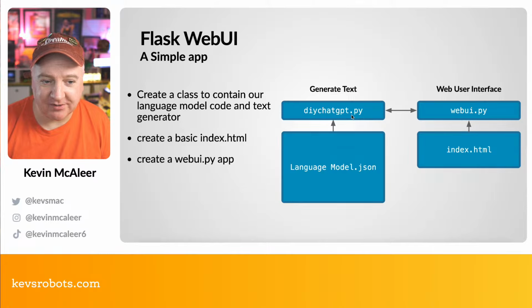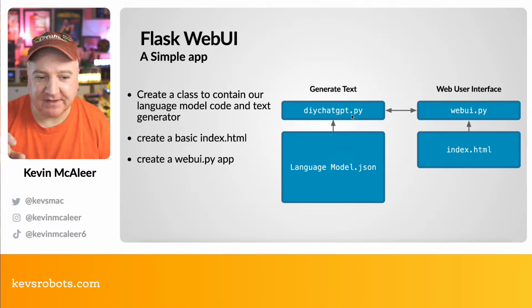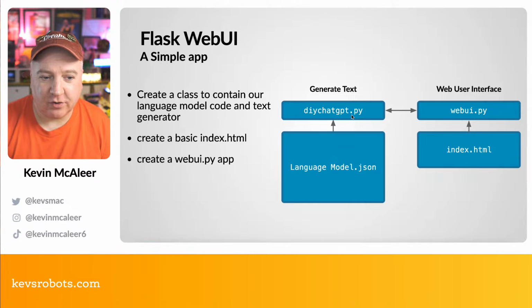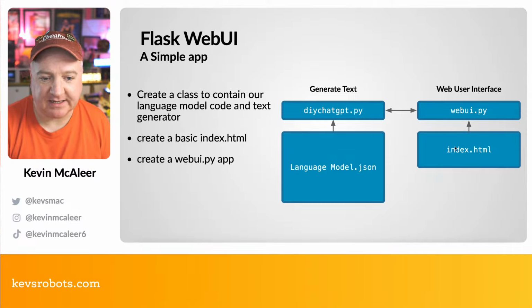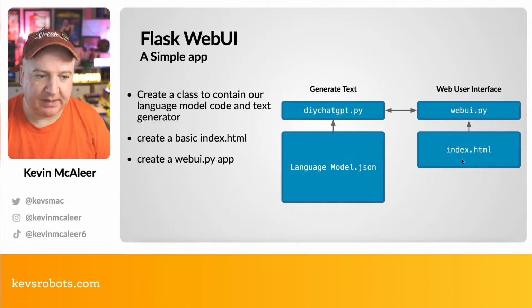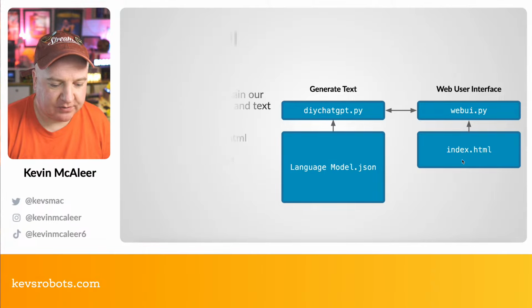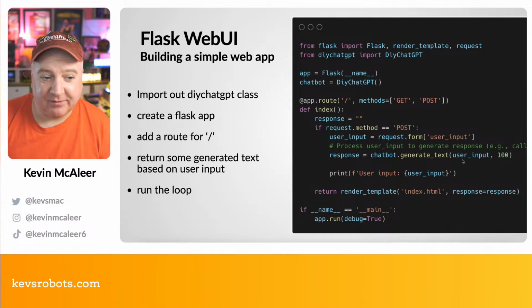We've got our language model. We just need to put our text generation, loading and saving stuff into a class, and then we're going to call that class DIY ChatGPT. And then we need to create a webui.py, which is basically just going to be a very simple Flask program, and an index.html, which just lays out the page, like the text field and the reply piece. So let's do that. And this is basically what we're going to put in there.